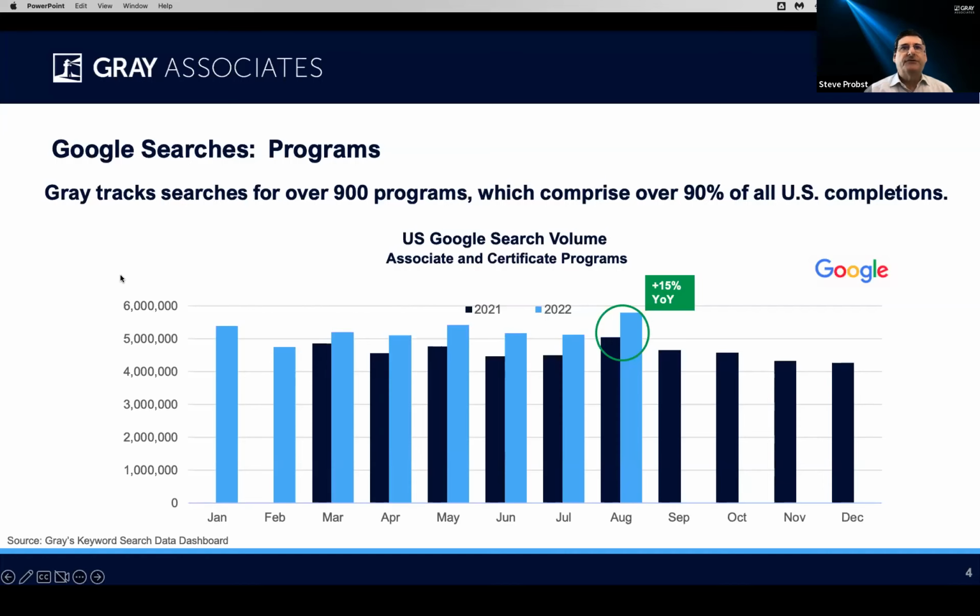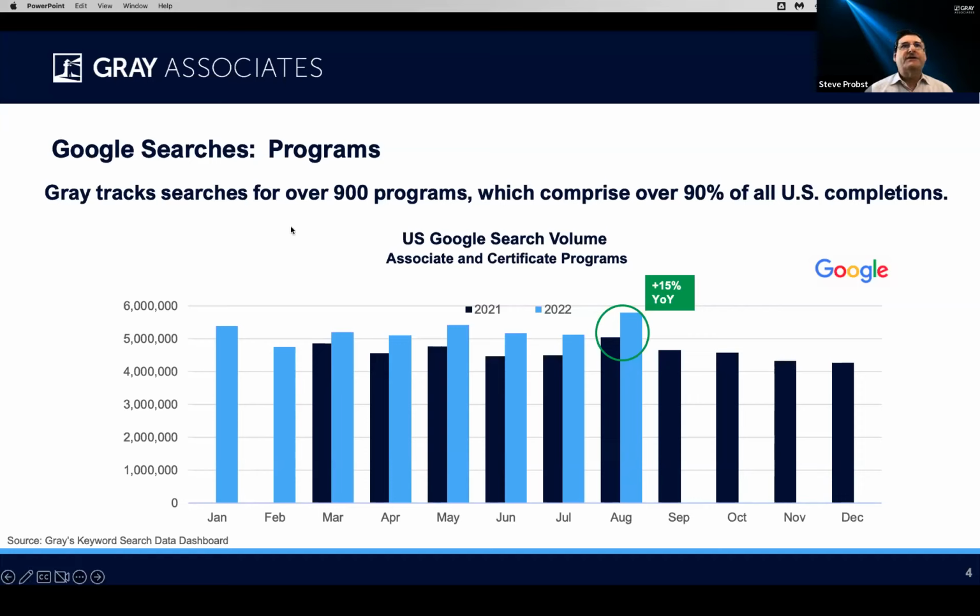For Google searches, what the graph shows is month by month for the last roughly two years, or a year and a half, trends in searches for academic programs. So we track searches for roughly an average of 15 keywords or keyword phrases for every program. We track that for more than 900 different academic programs. We track it at the county level and we update it monthly.